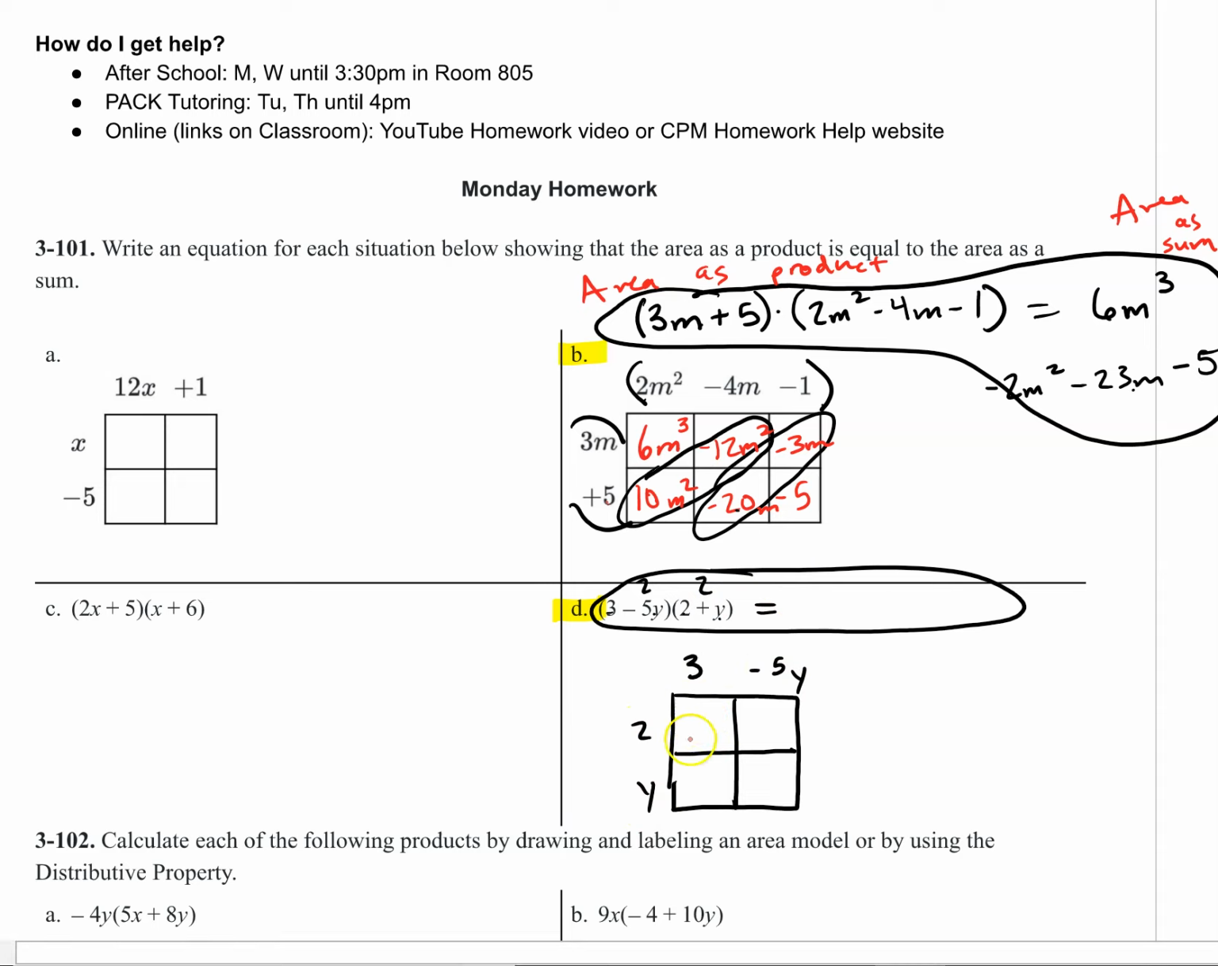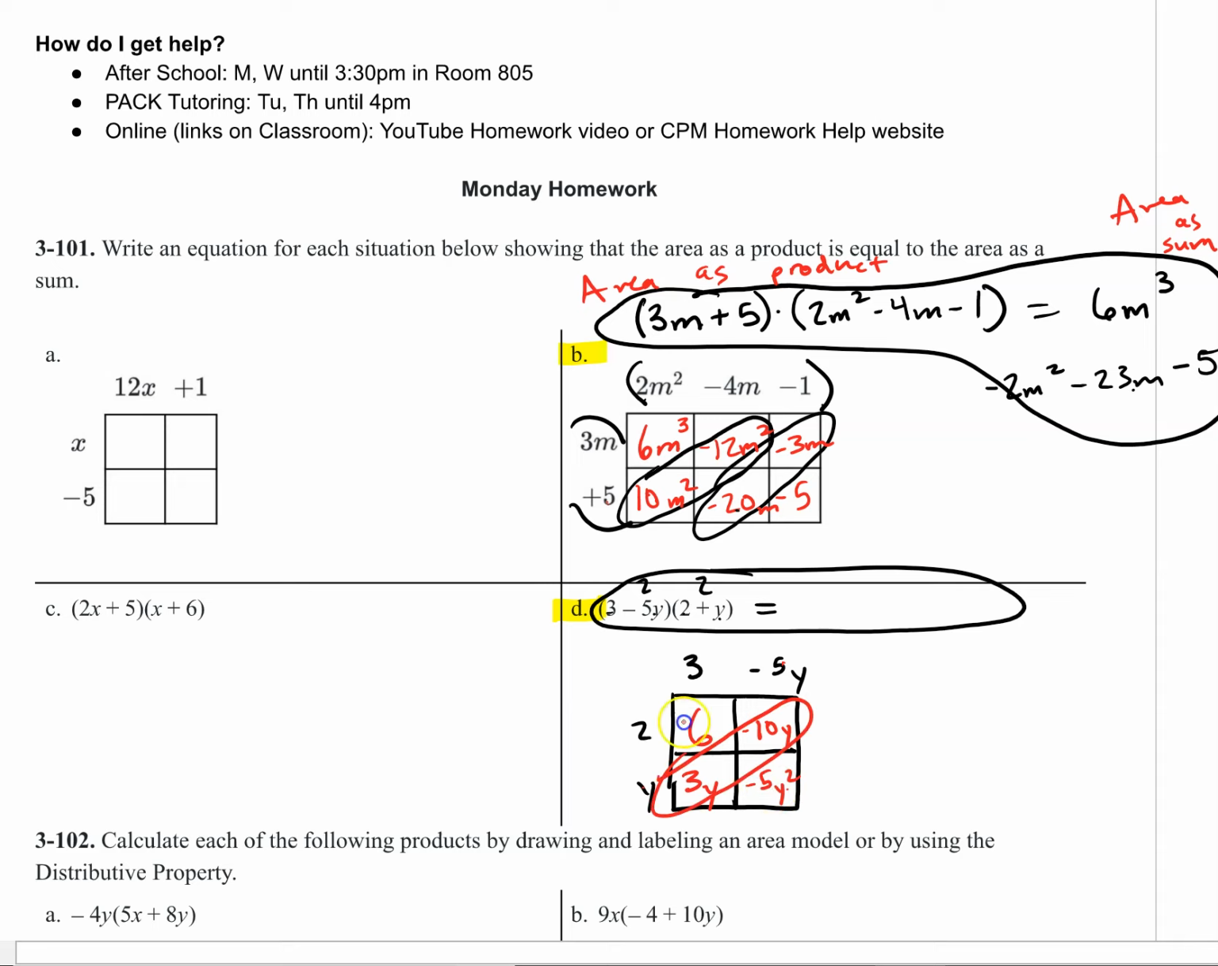Alright, so 3 times 2 makes 6. 2 times negative 5y is negative 10y. 3 times y is 3y. And negative 5y times y is negative 5y squared. Y times y is y to the power 2.